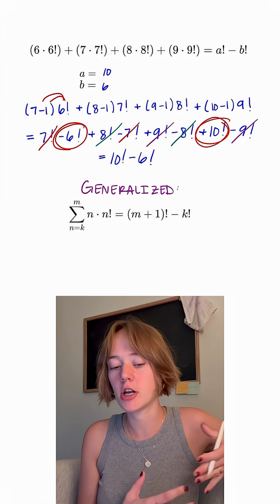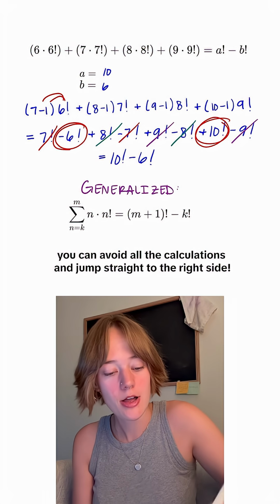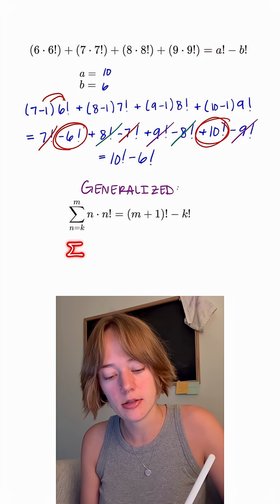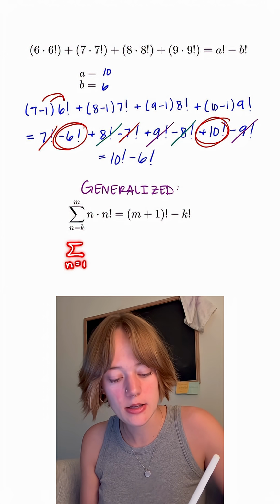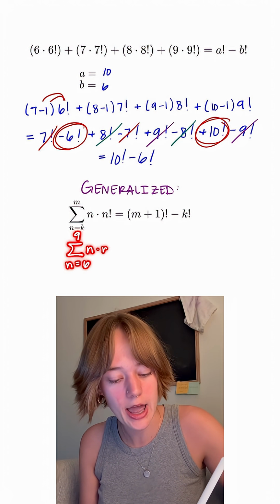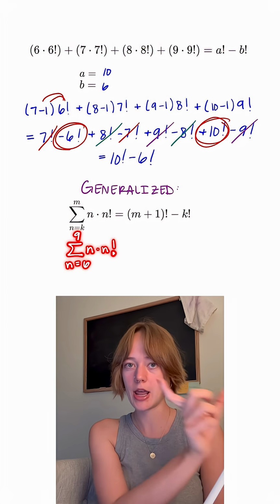I've written this in a generalized form in case you see this in a competition or as trivia, whatever, that this is a true fact, right? So for us, if we were to write ours as a sum, our sum starts at 6 and goes all the way to 9, right? And each term is going to look like n times n factorial. We sum all those terms, plugging in 6, 7, 8, and 9.